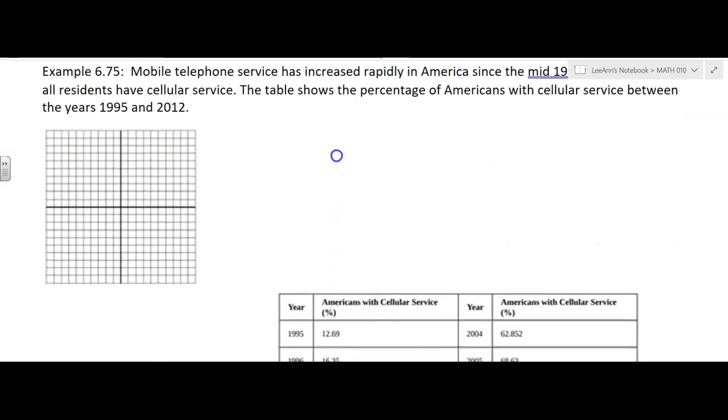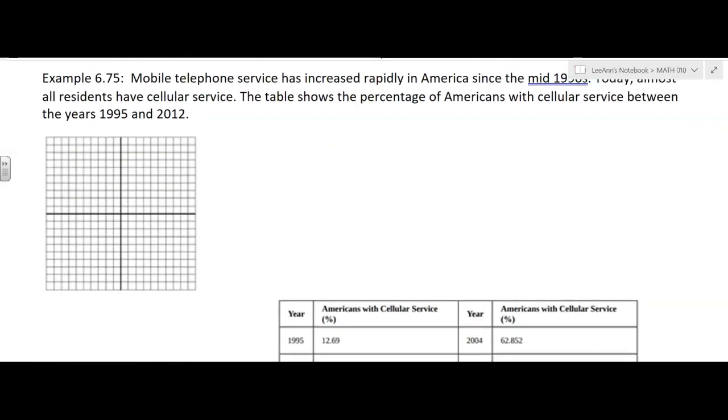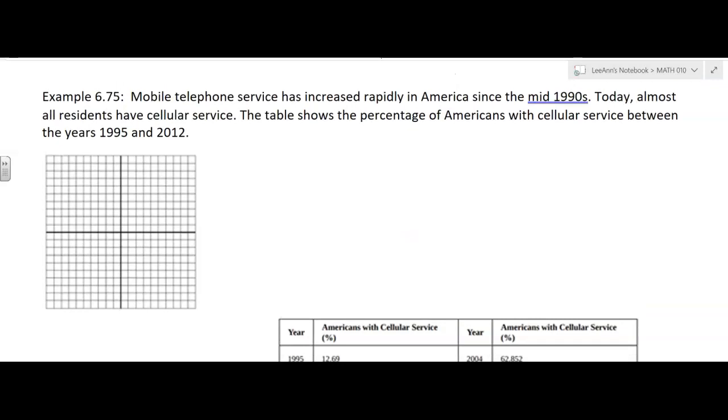It says the mobile telephone service has increased rapidly in America since the mid-1990s. Today, almost all residents have cellular service. The table shows the percentage of Americans with cellular service between the years 1995 and 2012.